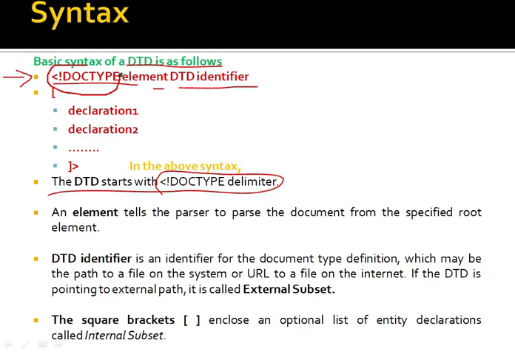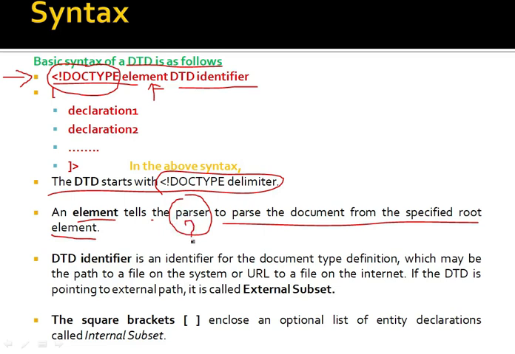This is the starting point of a DTD, and then you have an element. In the syntax, the element tells the parser to parse the document from the specified root element.